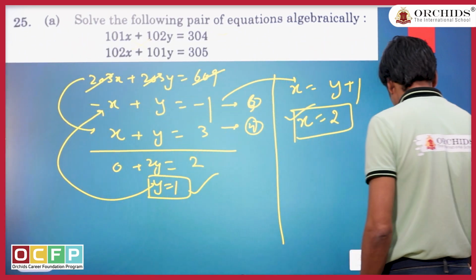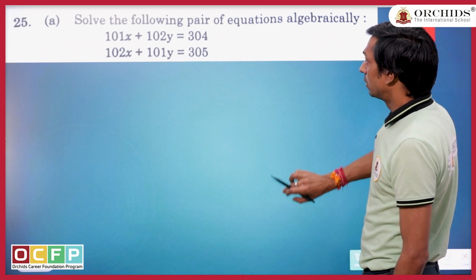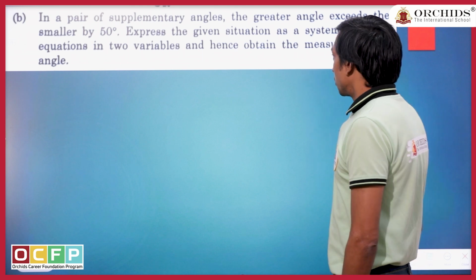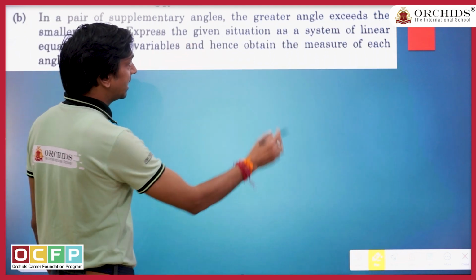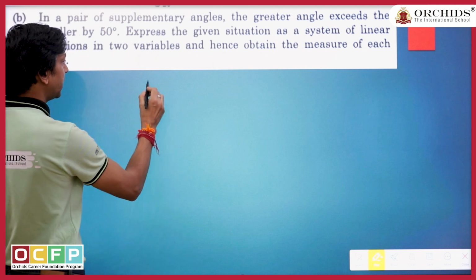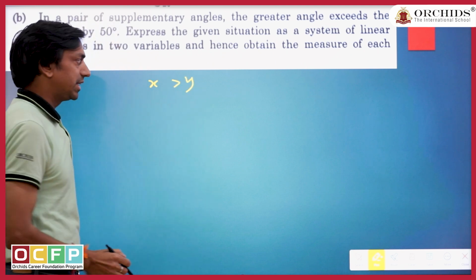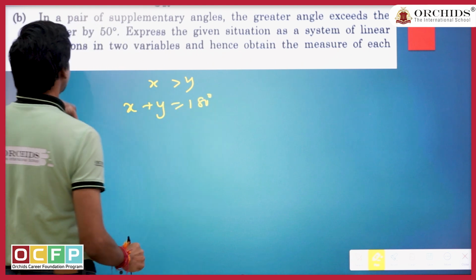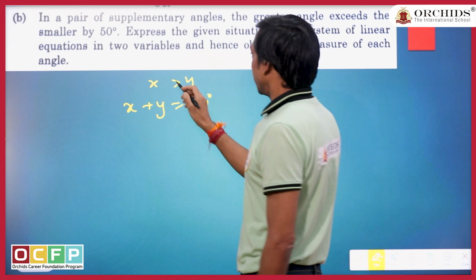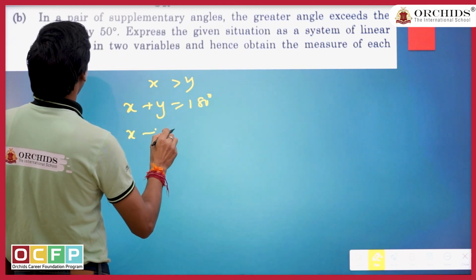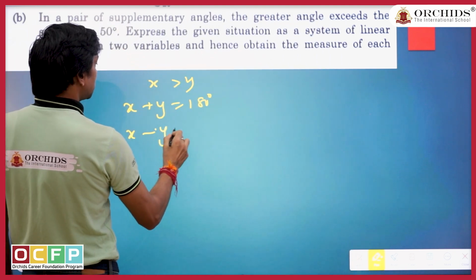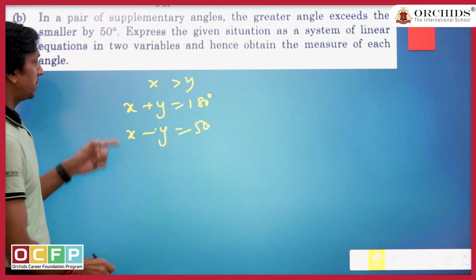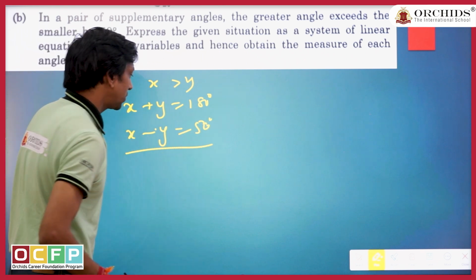So the next question we have is: in a pair of supplementary angles, supplementary angle means the sum is 180 degrees, the greater angle exceeds the smaller angle by 50 degrees. So I am assuming the two angles to be x and y, and x is greater than y. The first condition given is that they are supplementary, so x plus y equals 180 degrees, one equation. The second equation: the greater angle x exceeds the smaller angle, x minus y equals 50 degrees. This is how you represent them as a system of linear equations in two variables.